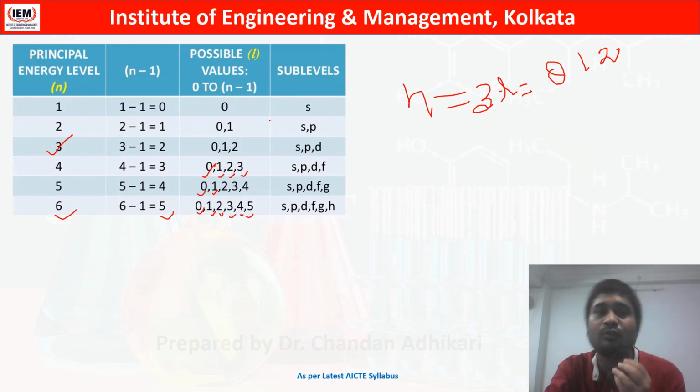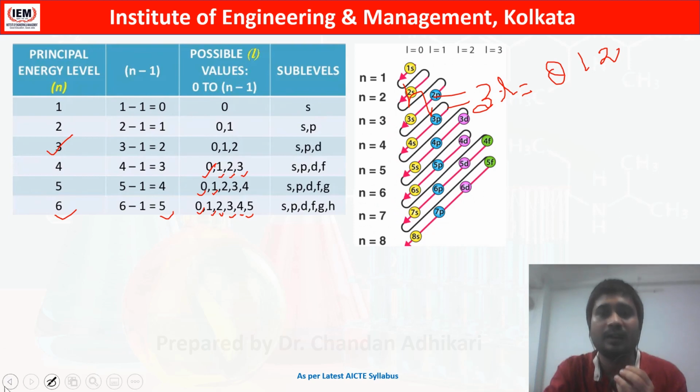So l will have 0 to n minus 1 values, and correspondingly it will have different types of orbitals that we will discuss later on when we discuss the shape of atomic orbitals. For example, if l equals 0, it is s, if it is 1, it is p, if it is 2, it is d, if it is 3, it is f, if it is 4, it is g, like that.